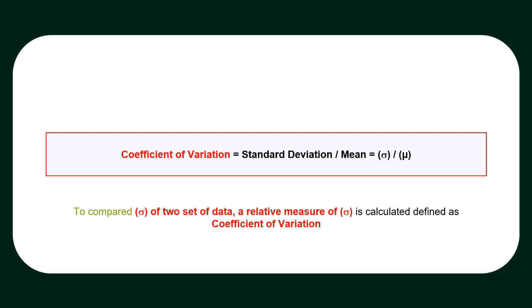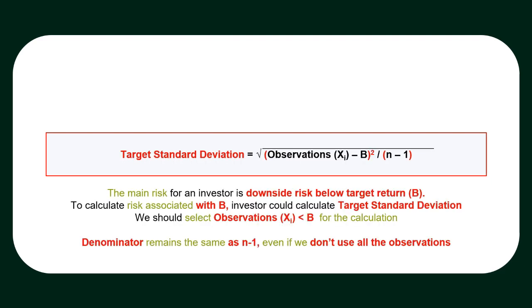We often compare risk of two investments. Therefore, to compare two data sets in terms of risk, we standardize standard deviation by dividing it by mean. This is called coefficient of variance.